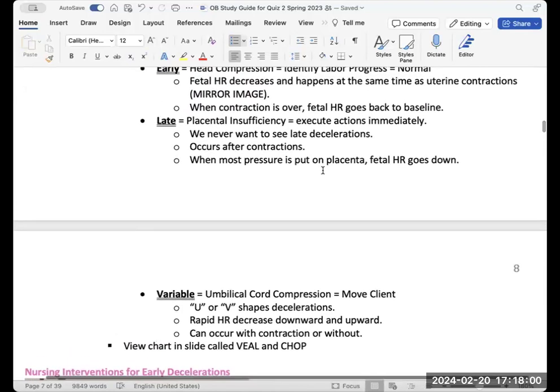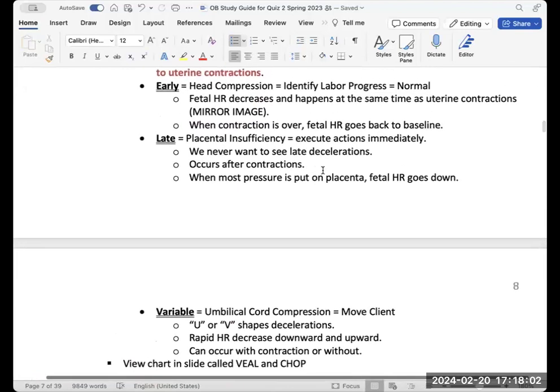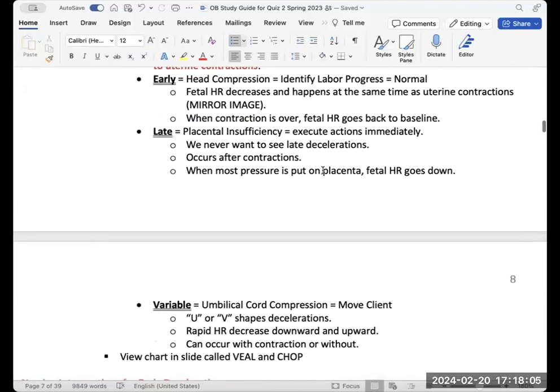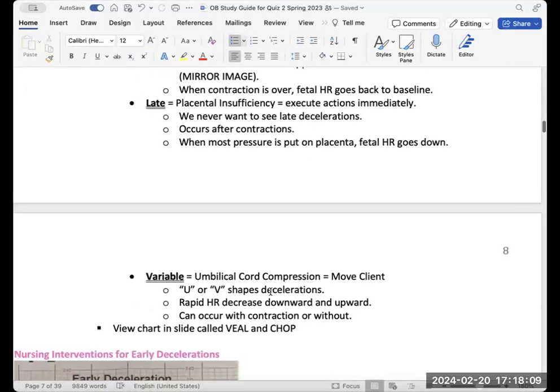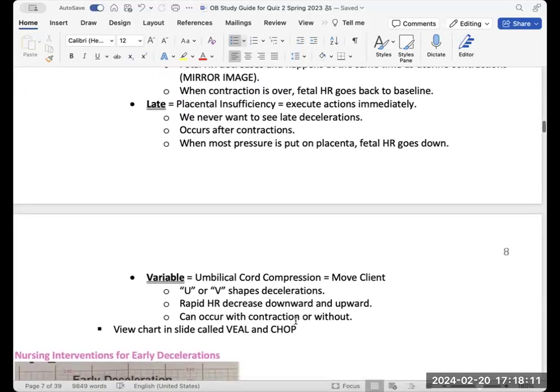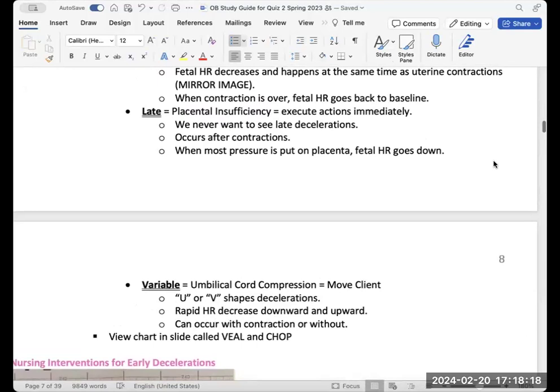Then the A in VEAL is accelerations. Always good. So the O means okay, that's fine. Then the last one is L. Late decelerations relate to the P. The P is indicating placental insufficiency. We talked about the placenta being so important for the baby because it provides gas exchange, respiratory functions, all that stuff, really important to the baby's survival. So if we have placental insufficiency, we really have a big issue.